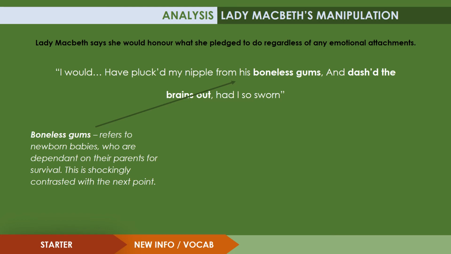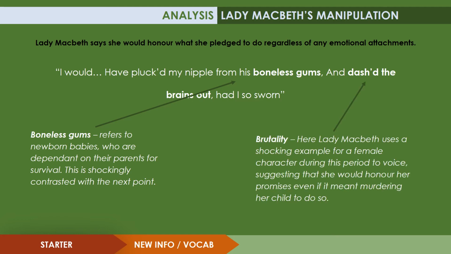So this is a contrast that is shocking, okay, because it's next to the graphic image of dash the brains out. Okay, so this is a brutal and violent example for Lady Macbeth to use. So this would have been shocking for a female character during this period to voice. So the quotation illustrates how cold Lady Macbeth claims that she can be, but notice that I use the word claim here, as her attitude changes drastically towards the end of the play.